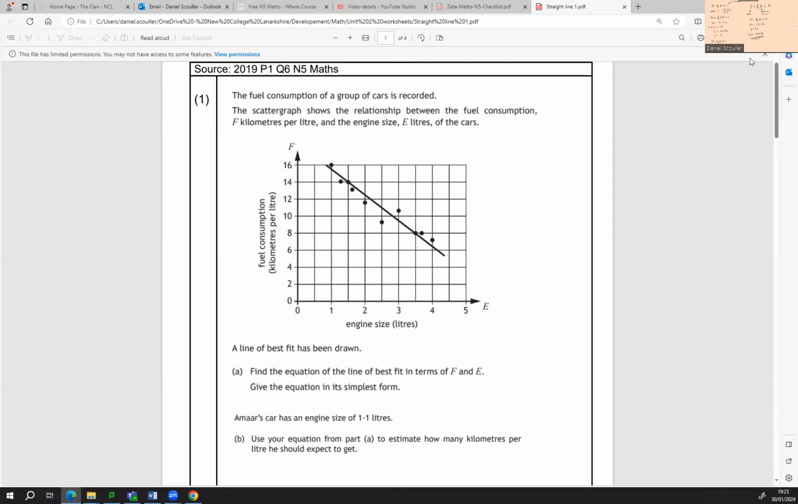Find the equation of the line of best fit in terms of F and E, giving the equation in its simplest form. So you're going to start with y equals mx plus c, and you're going to be trying to find the gradient. Now, to find the gradient, we need 2 points. There's lots of little dots there, but you're looking for points exactly on that line.